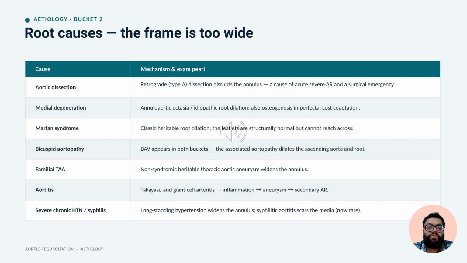Notice that the bicuspid valve reappears here. It is the great double agent, an abnormal leaflet that also carries an aortopathy, which is exactly why bicuspid patients need their aorta watched, not just their valve. Non-syndromic familial aneurysms and the aortitides, Takayasu and Giant cell, dilate by different routes to the same end. And two slow burners. Severe long-standing hypertension can widen the annulus, while syphilitic aortitis, once common, now a rarity, scars the aortic media. The takeaway for the clinic is that root AR means you must image the whole aorta because the valve is only half the story.